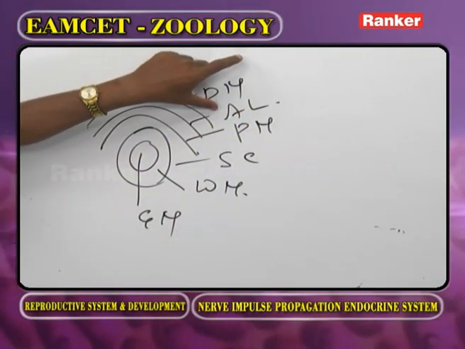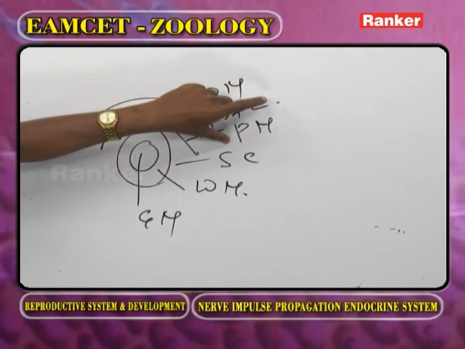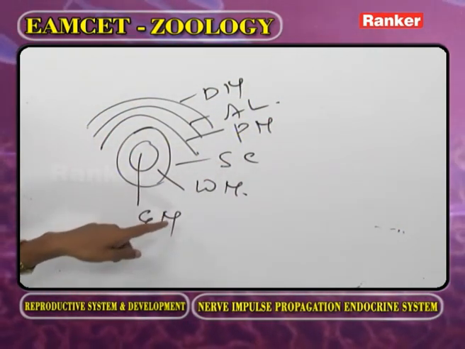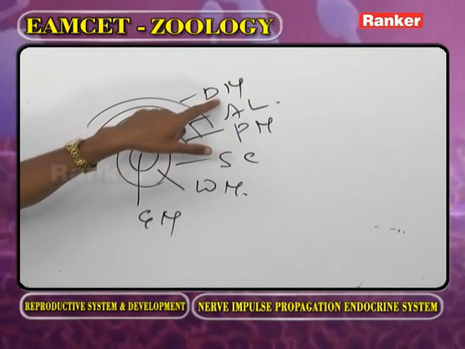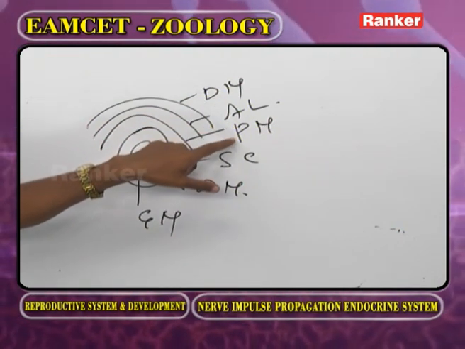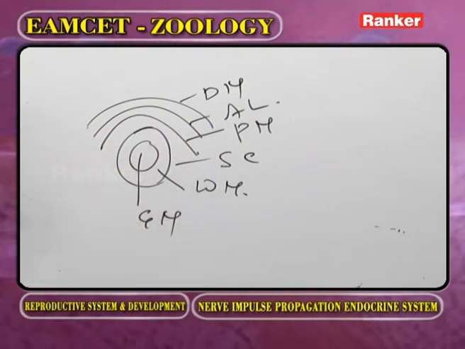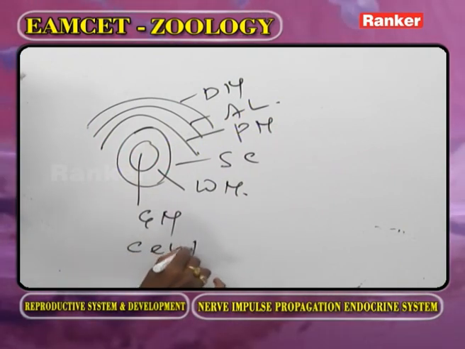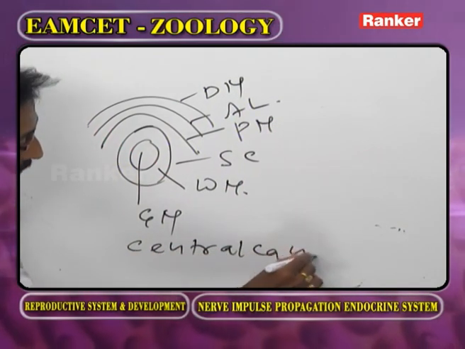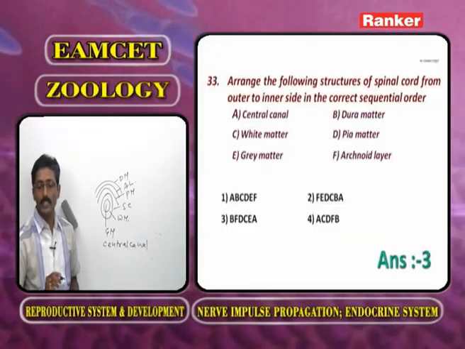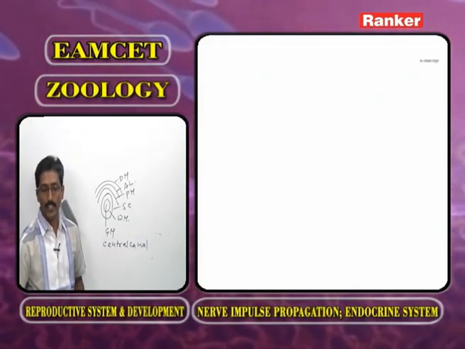Dura mater, arachnoid layer, pia mater, and in the spinal cord first white matter and then gray matter, and gray matter is followed by the central canal. Now based on this information, the answer is the third one. Now we go for the next question.